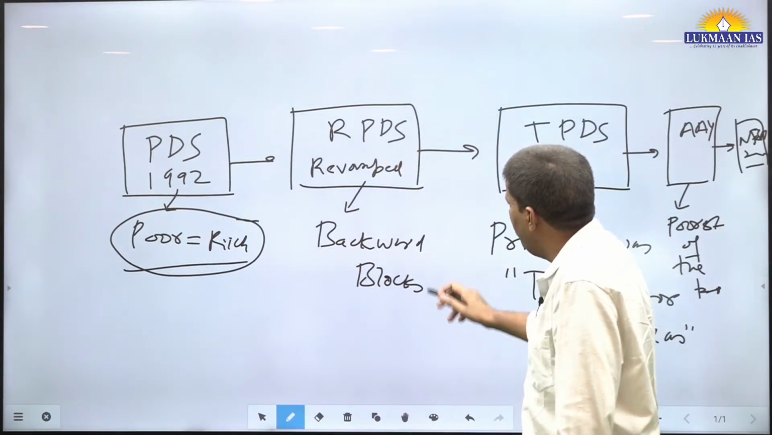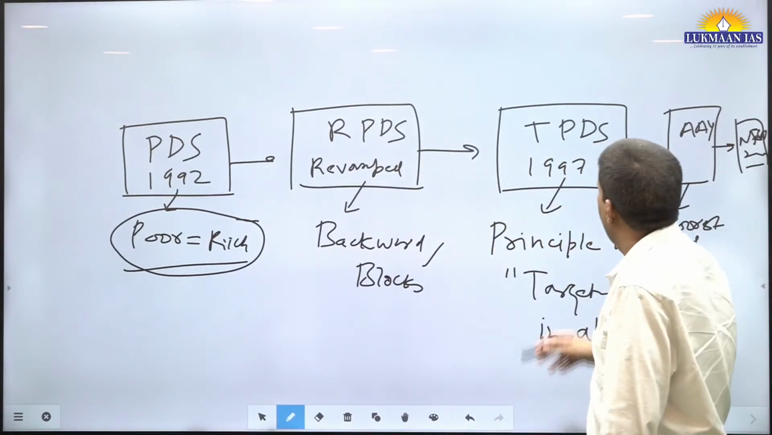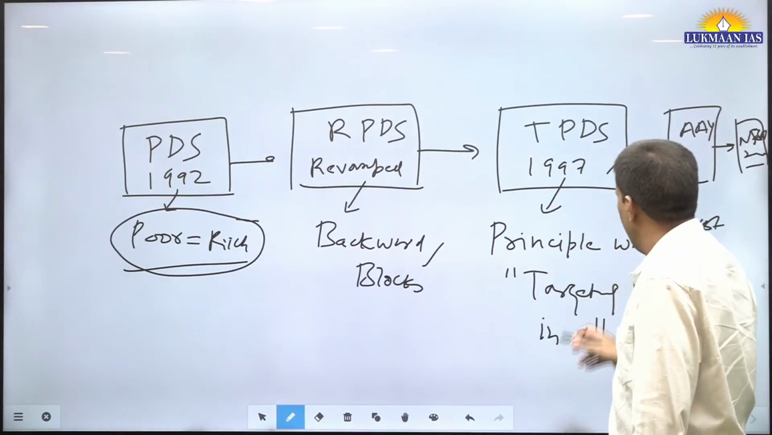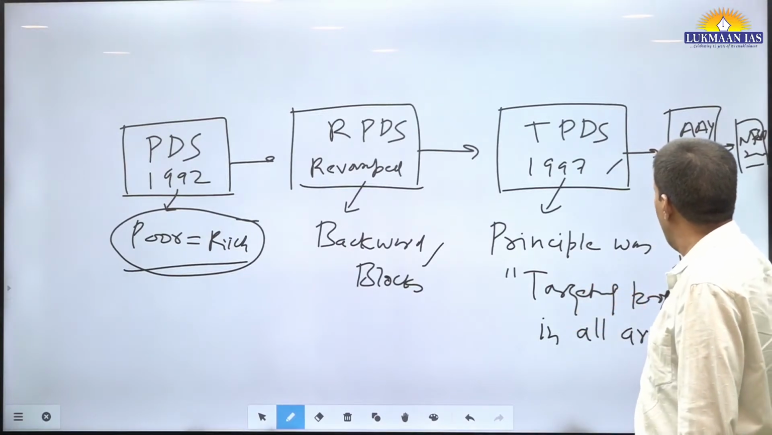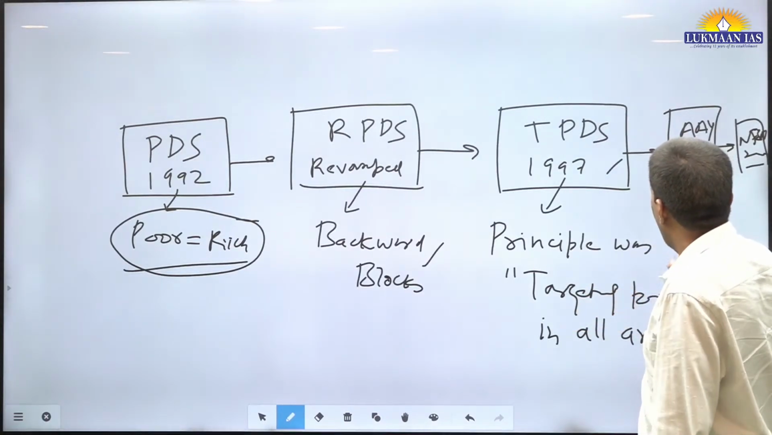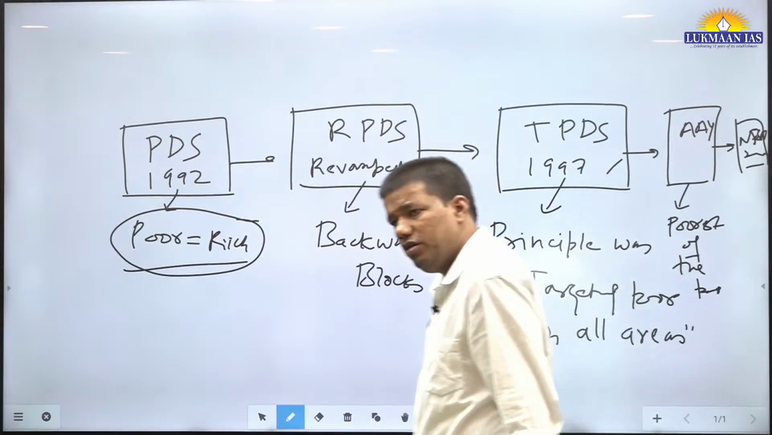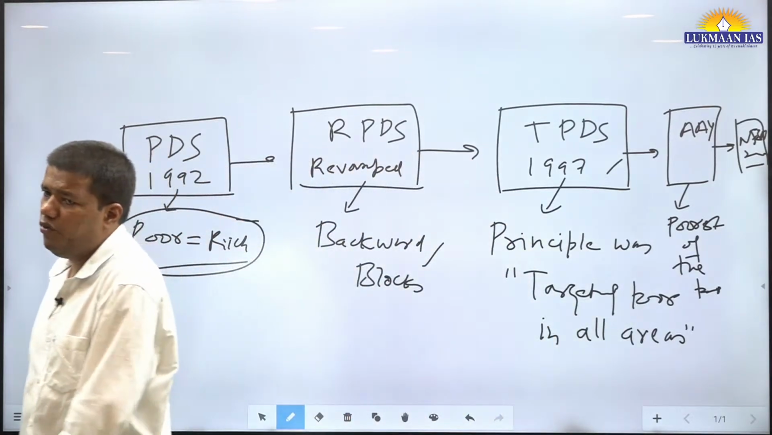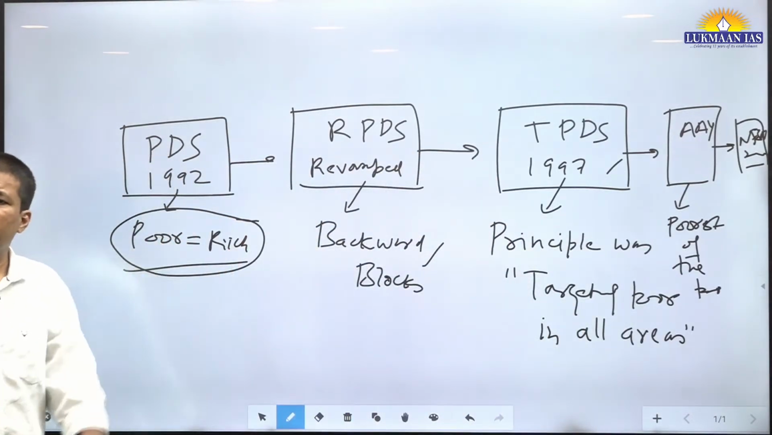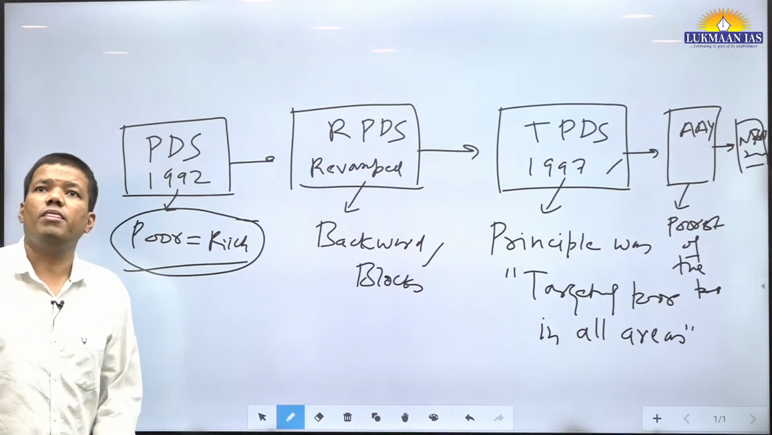Revamped. Here they mainly target the backward blocks. Then your targeted PDS. Here targeting the poor in all areas. Then your Antyodaya Yojana, right? Poorest of the poor. Then came your National Food Security Act. This is the story. Somewhere you will put it. Okay? Fine, everyone?